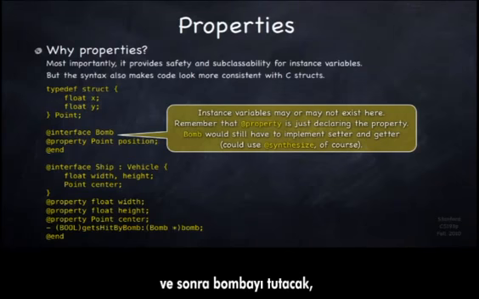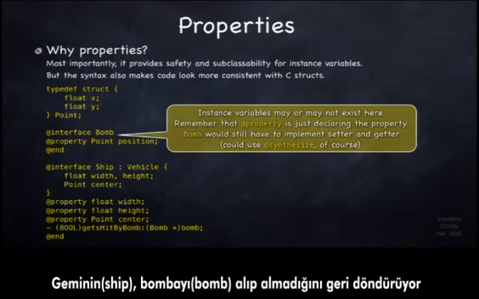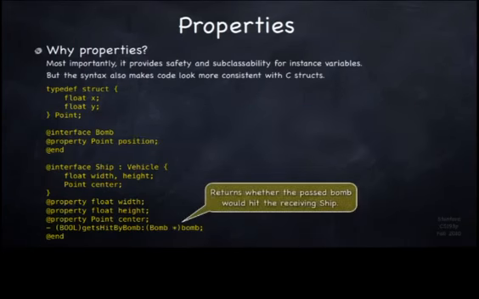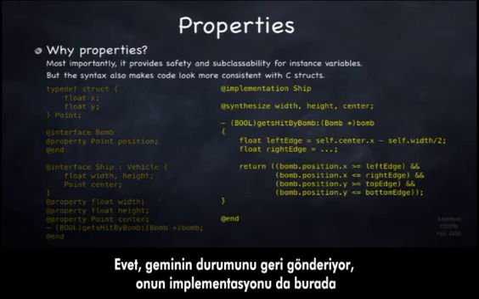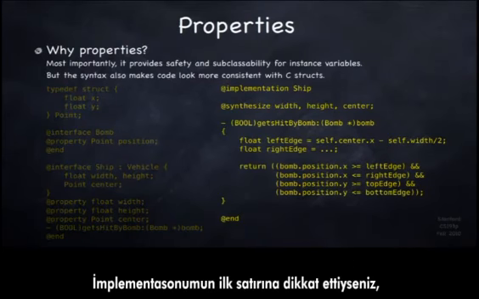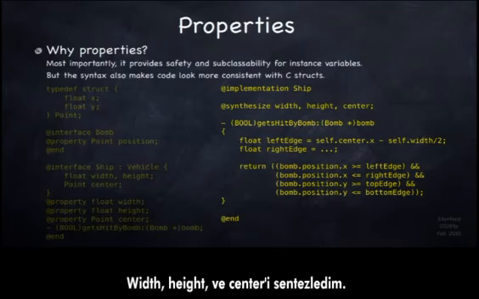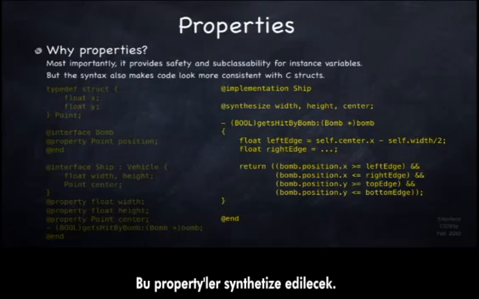And then I've got this method gets hit by bomb, which is a method that takes a bomb and returns whether this ship gets hit by that bomb. So we're going to implement ship right here. Okay, so here's our implementation of it. Notice the first line in my implementation, I synthesize my 3 properties. Synthesize width, height, and center. So now those properties are synthesized.